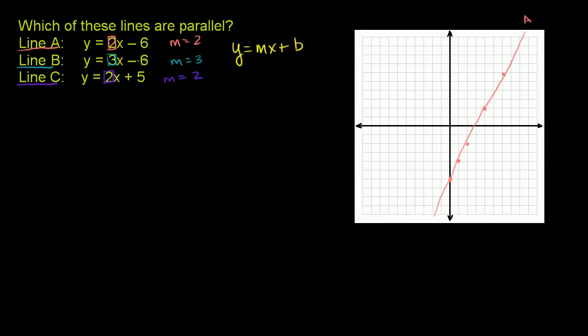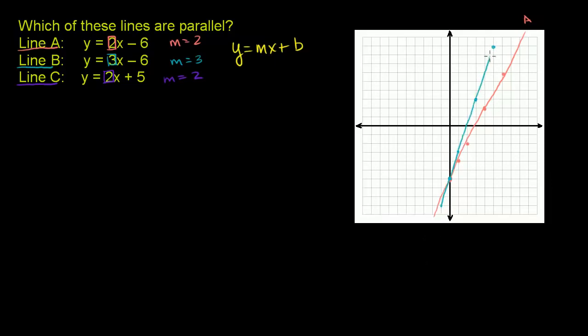Line B, the y-intercept is -6, 0, -6. So it has the same y-intercept, but its slope is 3. So if x goes up by 1, y will go up by 3. If x goes up by 2, y is going to go up by 6. 2, 4, 6. So up 2, and then you go 2, 4, 6. So this line is going to look something like this. Trying my best to connect the dots.